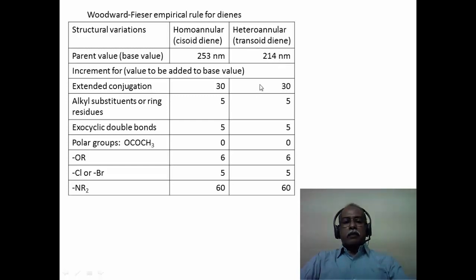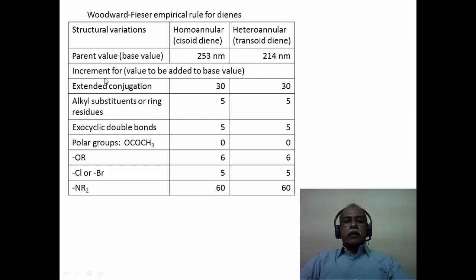This kind of additivity principle is extremely useful if there is an unknown structure and you want to find out whether it is a conjugated diene of the homoannular type or the heteroannular type. Particularly in the steroid molecule, in the 1960s and 70s, people extensively used this methodology to find out the structure of organic compounds in terms of the conjugation and so on.